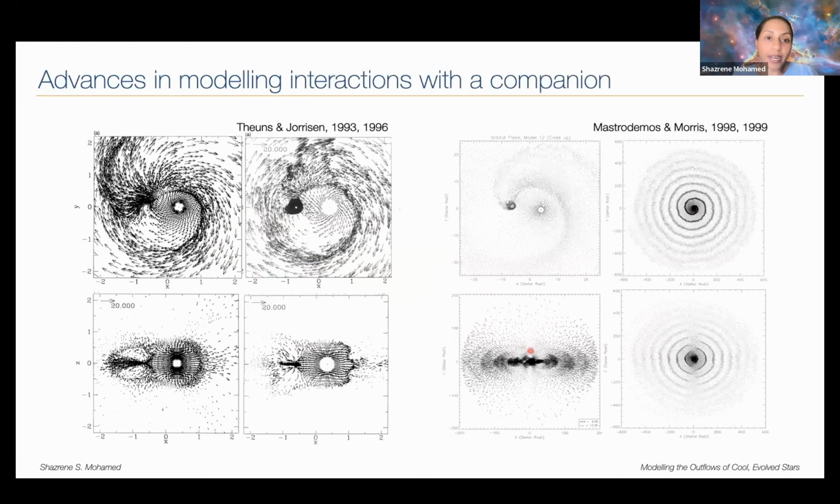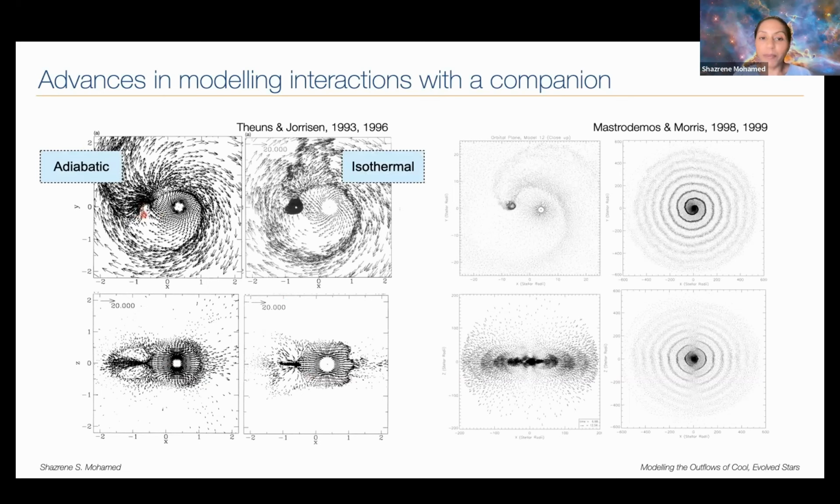The really pioneering models for this were done in the 90s by Theuns. They put both stars in the domain, and this is a slice of the flow structure in the orbital plane for two different cases. And this is viewed edge on, so perpendicular to the orbital plane, for a very close binary, 3 AU. They modeled the outflow and the interaction.